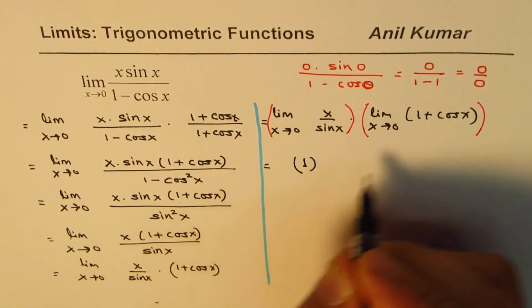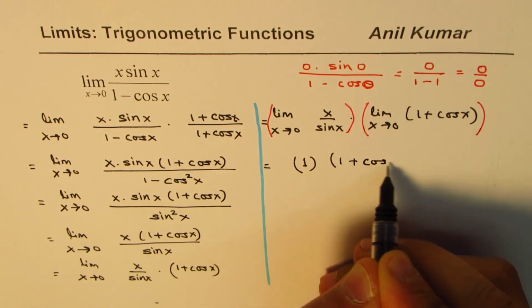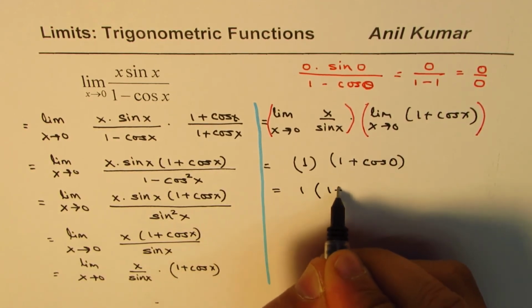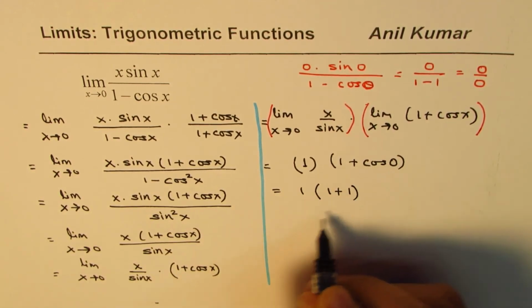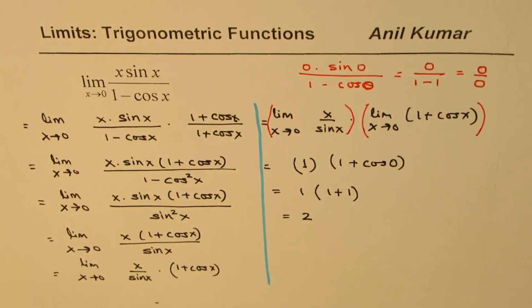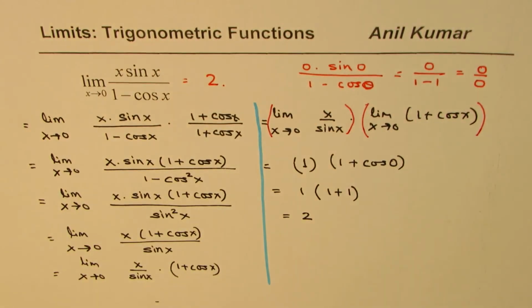So we have 1 times, if I substitute 0 here, 1 plus cos 0. And that is 1 times 1 plus cos 0, which is 1 plus 1, and that gives us 2 as the answer. Therefore, the answer for this question is that this limit is equal to 2. And that is how you would actually solve such a question.